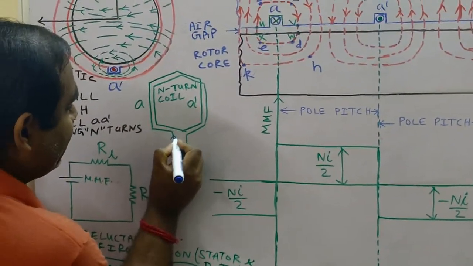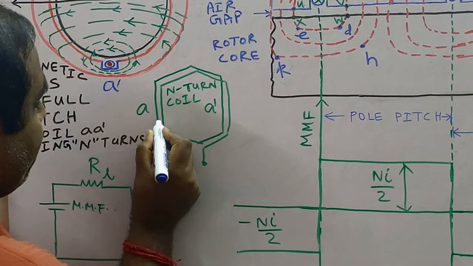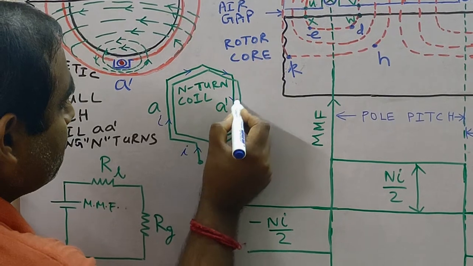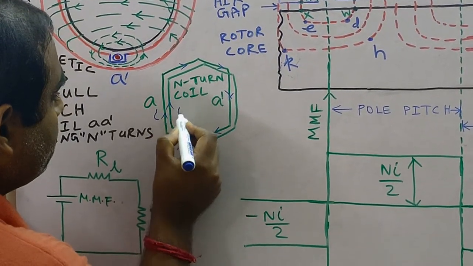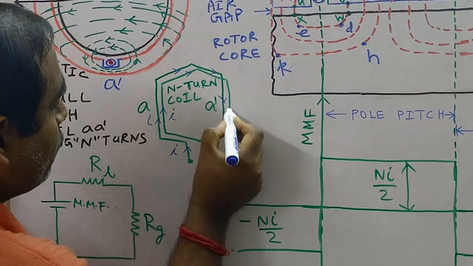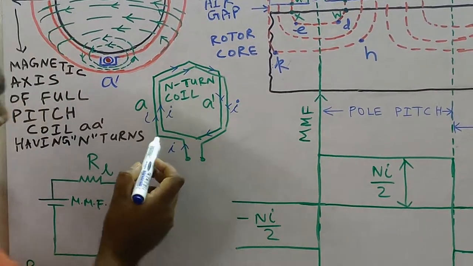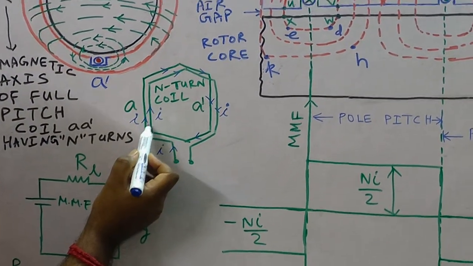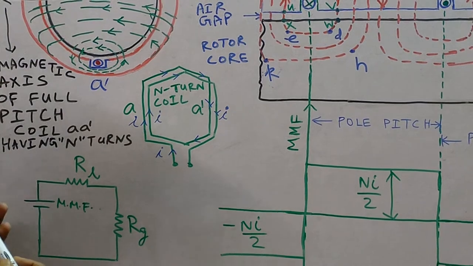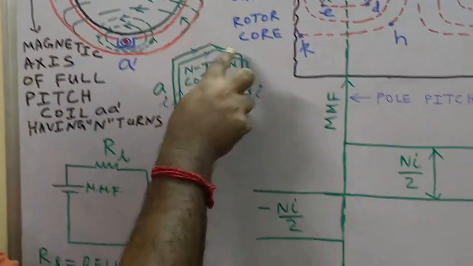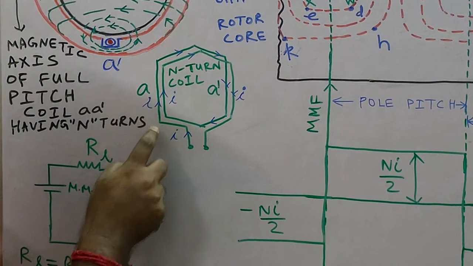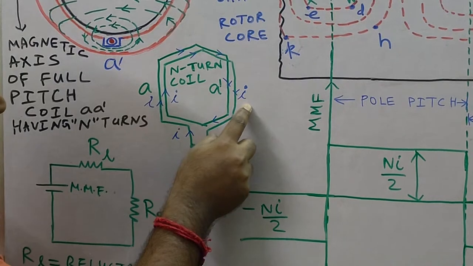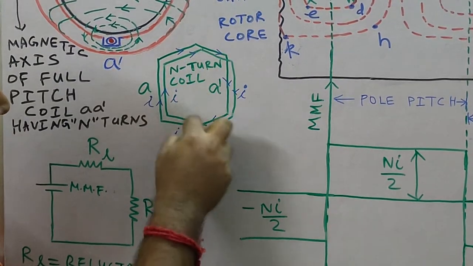Let's say this coil is carrying current I. So this current I will be carried by this coil side, and this I will be carried by this coil side like this. If you try to find out, how many conductors does this coil side have? This coil side is having 2 conductors. Why 2 conductors? Because it's a double turn coil. If this coil would have 3 turns, in that case there would be 3 conductors on this side as well as 3 conductors on this side.